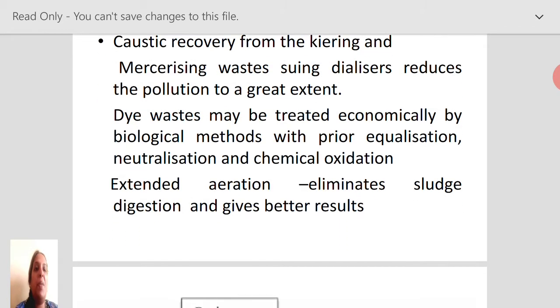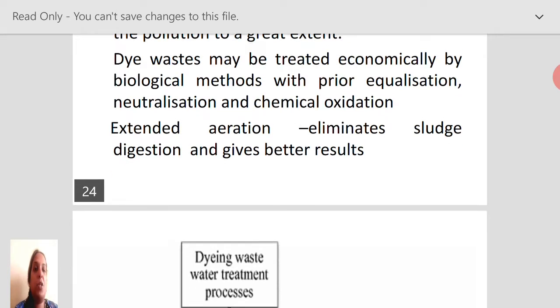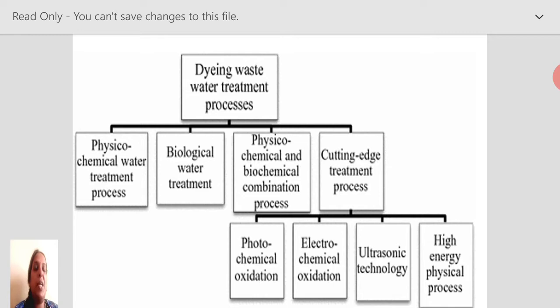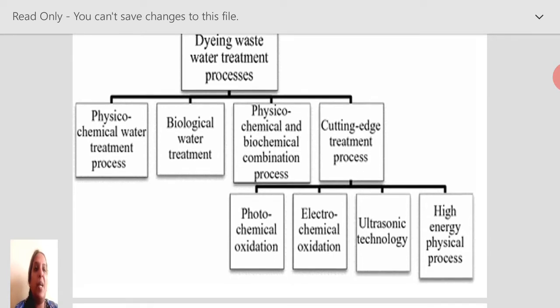And apart from that, the dyeing waste can be treated economically by using biological methods with prior equalization, neutralization as well as chemical oxidation. And sometimes extended aeration also gives better results, which will eliminate the sludge digestion also. So these are the normal dyeing wastewater treatment processes that have been advised to the industry.